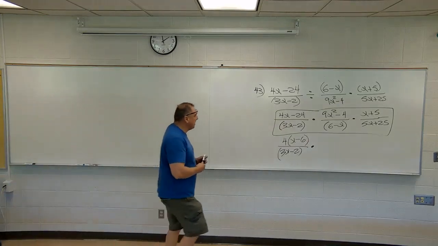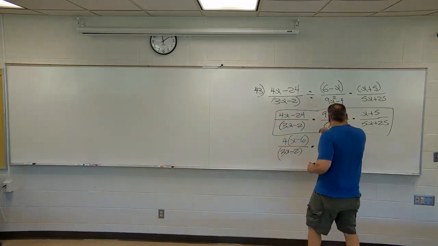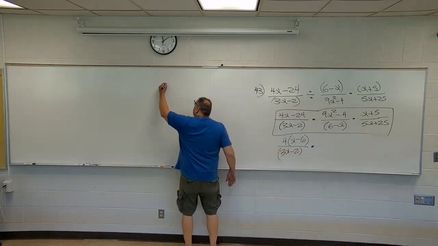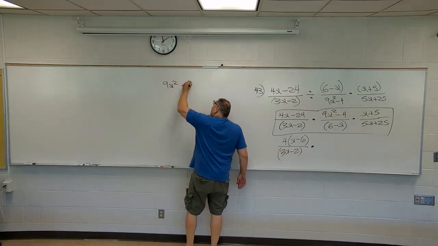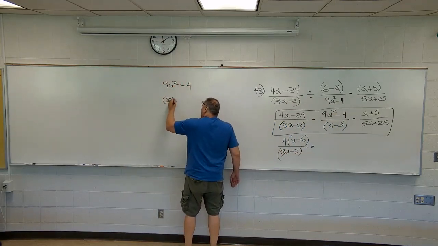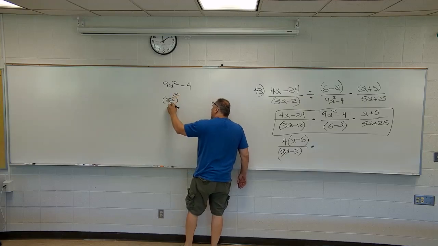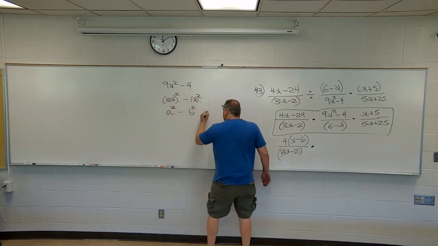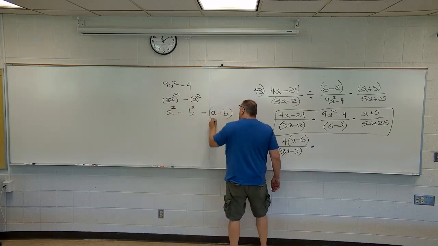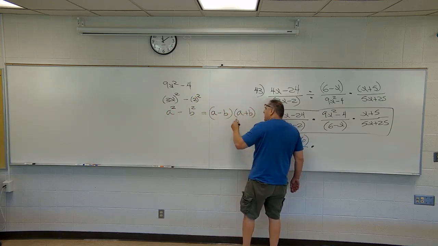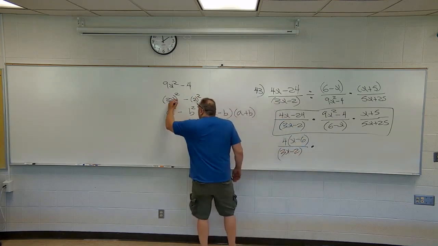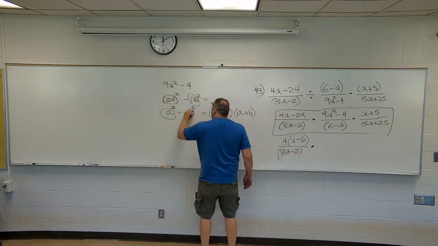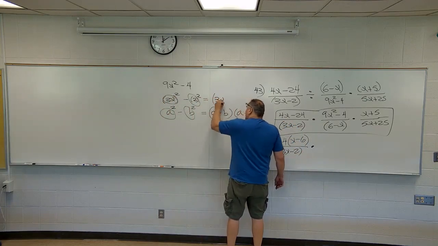All right, guys. 9x squared minus 4. I got to talk to you about it. Is the quantity 3x squared 9x squared? The quantity 3x squared is 9x squared. The quantity 2 squared is 4. You guys do remember that the quantity a minus b times the quantity a plus b is the same as a squared minus b squared.